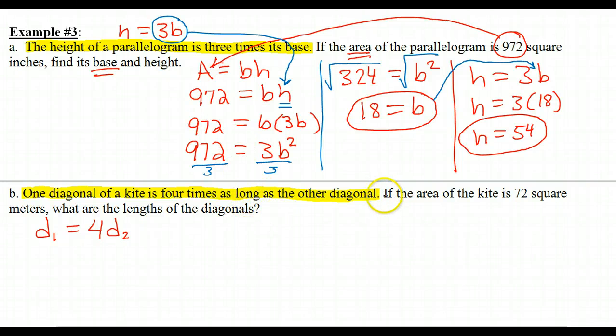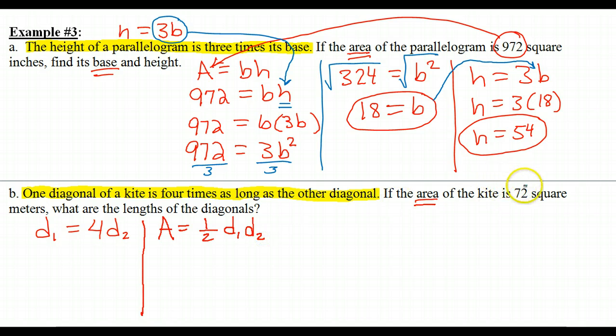Now what? The area of the kite is 72 square meters. Okay, so just like before, we're given the area. Alright, so again, let's start off knowing the formula for the area of a kite. Okay, the area of a kite is 1/2 diagonal 1 times diagonal 2.